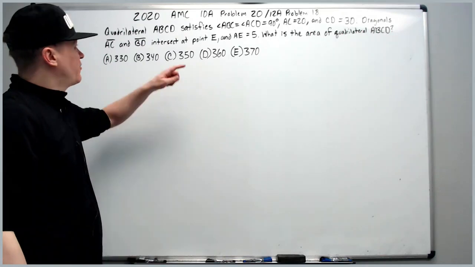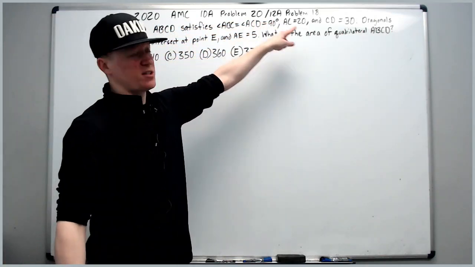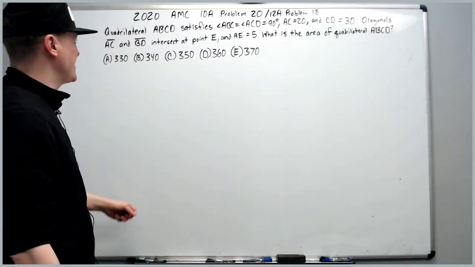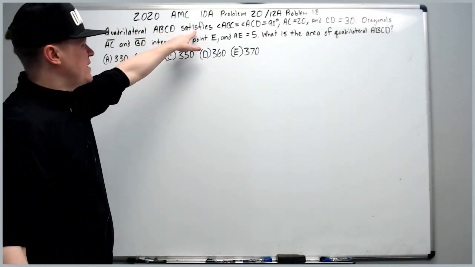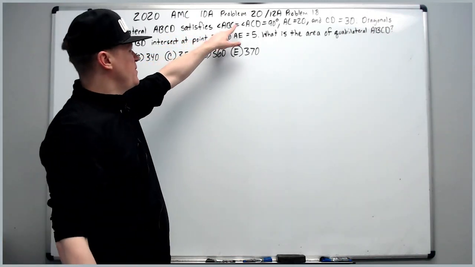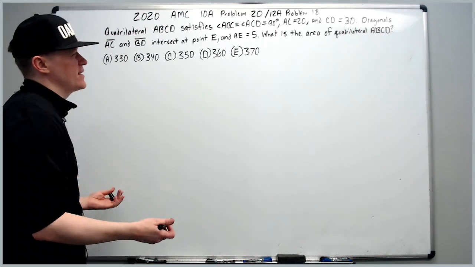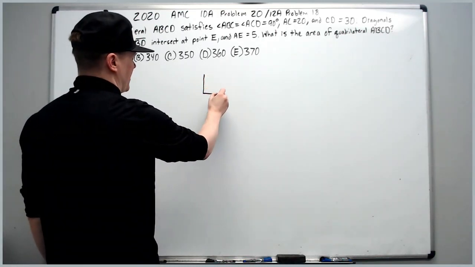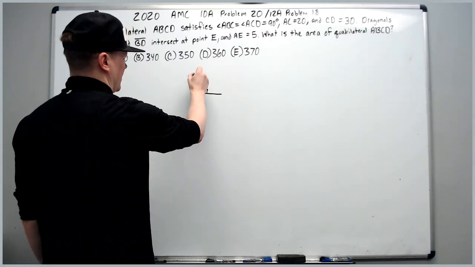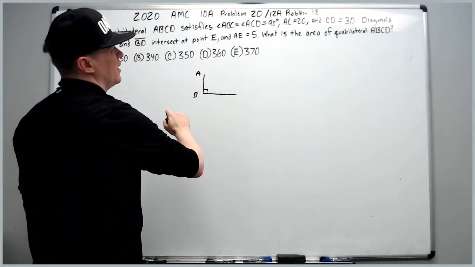All right, and now for the 2020 10A problem number 20, which was also the 12A problem 18. This is a really fun question. Quadrilateral ABCD satisfies that angles ABC and ACD are both 90. Let's try to make sense of that. I've got A to B. This will be a 90-degree angle of some kind. Here, we don't know how long this is.